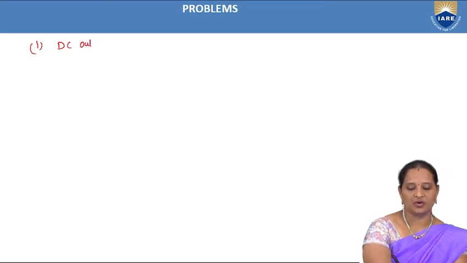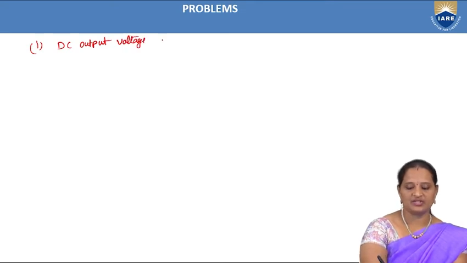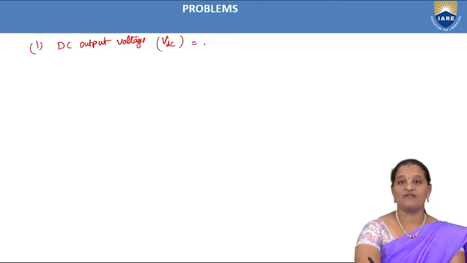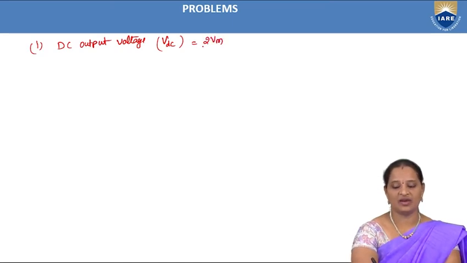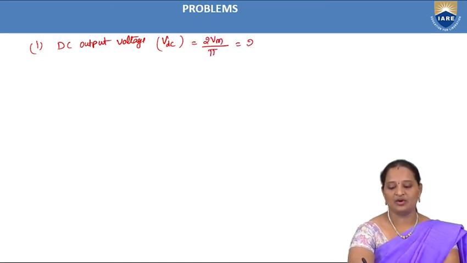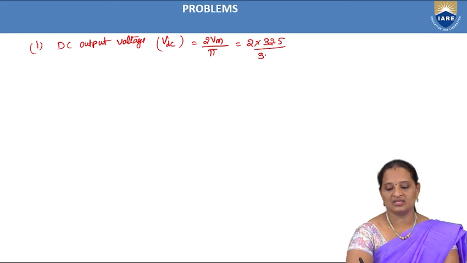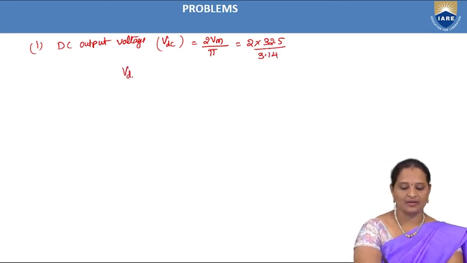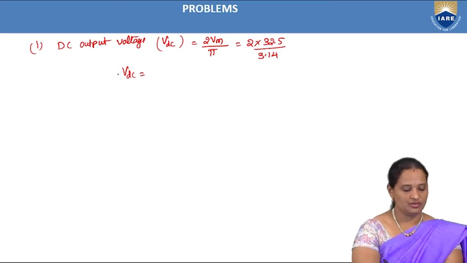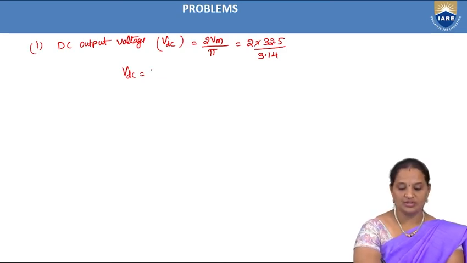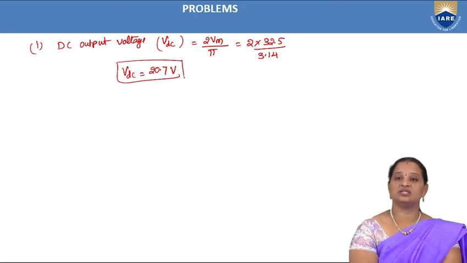output voltage. The first one is the DC output voltage, which is represented as VDC, and the formula for VDC in the case of a full wave rectifier is 2 Vm by pi, where 2 into Vm value is 32.5 divided by pi, which is 3.14. If you calculate this, the DC voltage we will be getting is 20.7 volts. This is the DC output voltage.